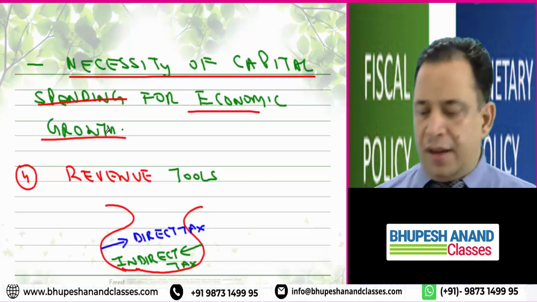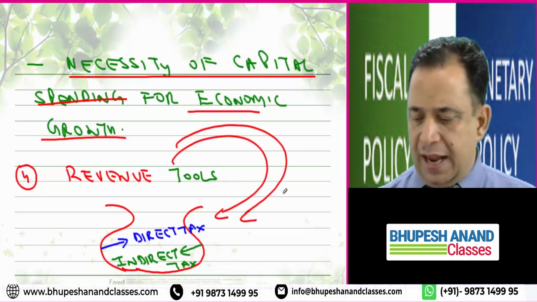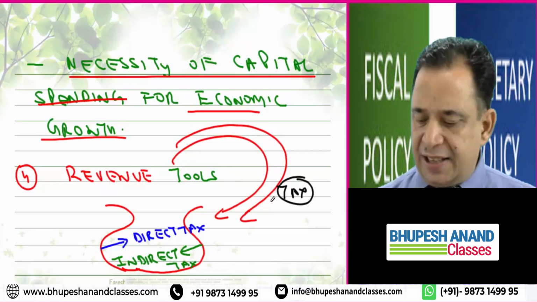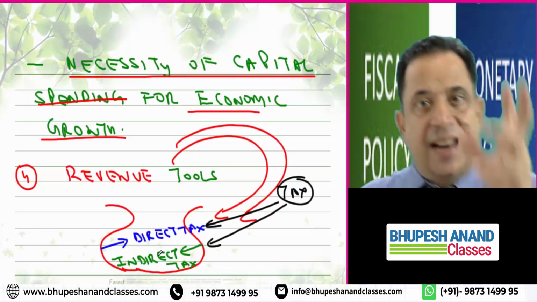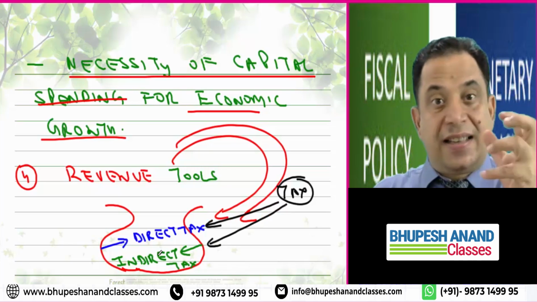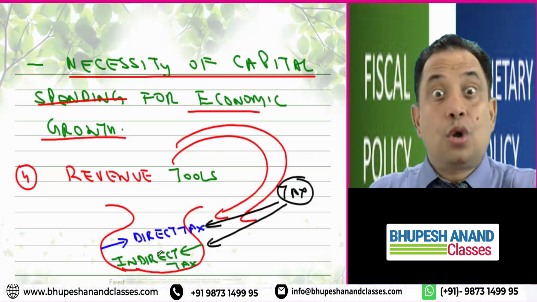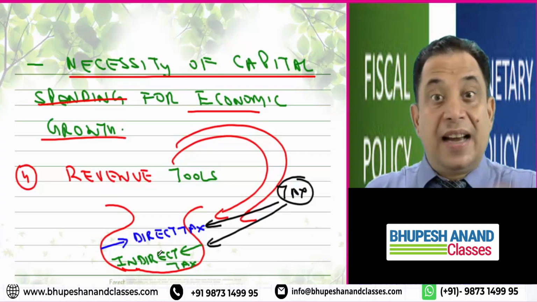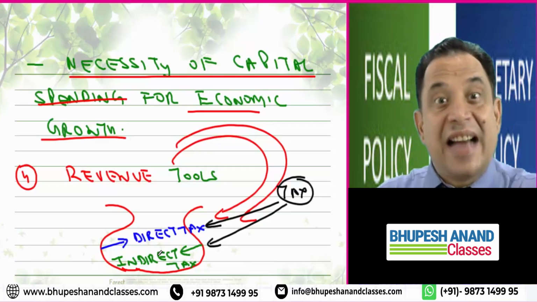So I am coming to revenue tools. Revenue tools for the government can be said as tax, and tax can be divided into two parts. One is direct tax and second is indirect tax. So I will be focusing for the next 2-3 minutes in regard to tax. Tax is a source of income. Lagan, kar, it is a source of income for the government. And there are two types of lagans.